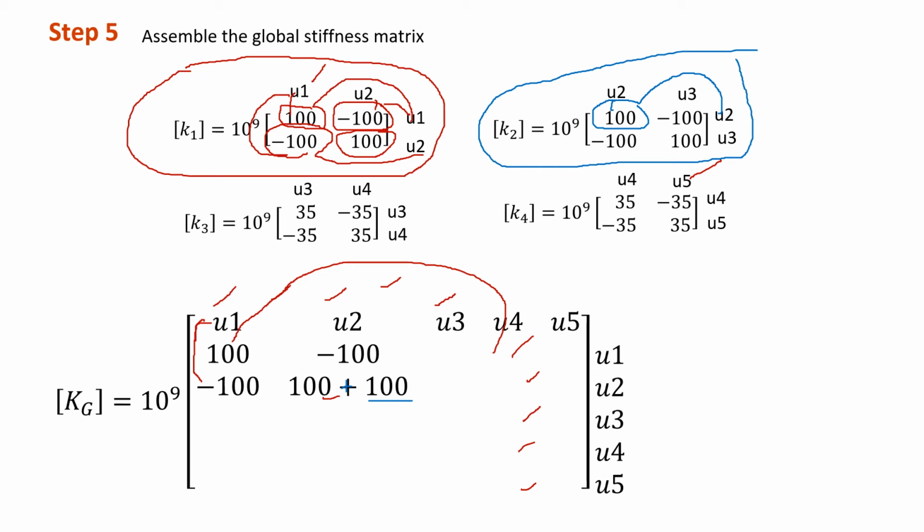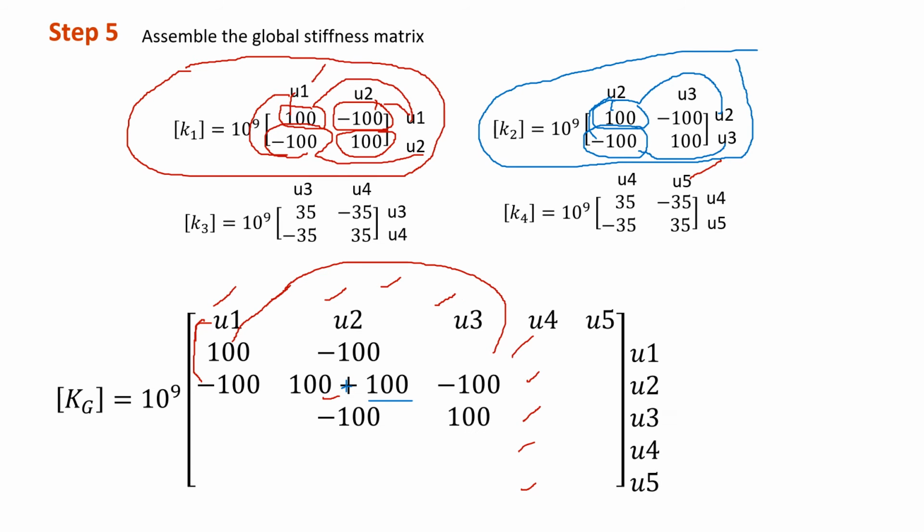And then check U2, U3. We have this value at U2, U3. And then U3, U2, this value. And U3, U3, this value. So check U3, U3, and we have this value.